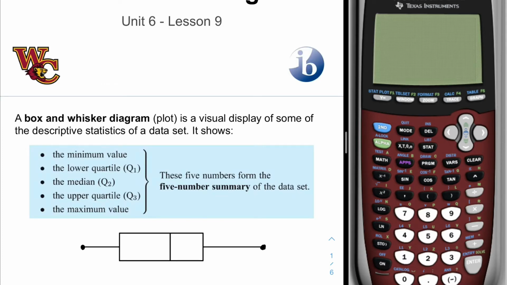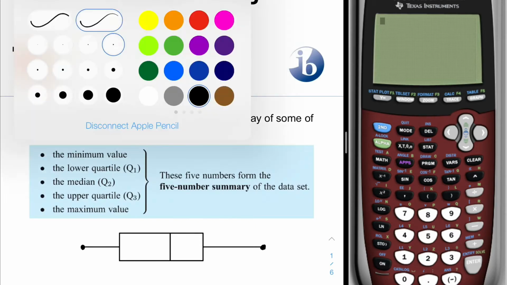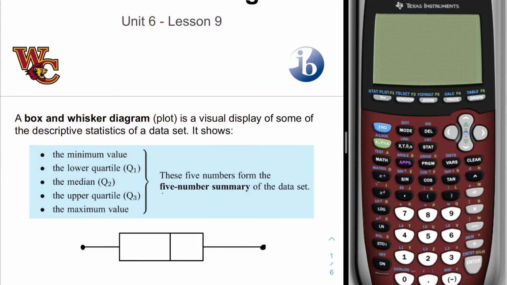It shows the minimum value, the lower quartile, which is Q1, the median, which is also called Q2, the upper quartile, which is Q3, and then the maximum value. So, anytime we have those five specific numbers, we call those specific pieces the five number summary. So, if anybody ever asks you to find the five number summary, you should know that they're saying find the minimum, the maximum, the median, and then your lower quartile and your upper quartile.